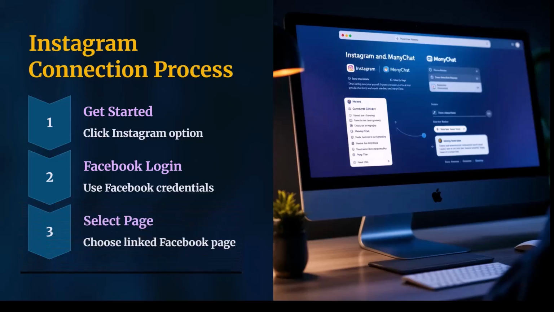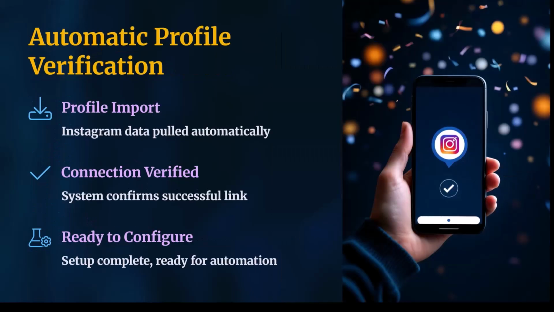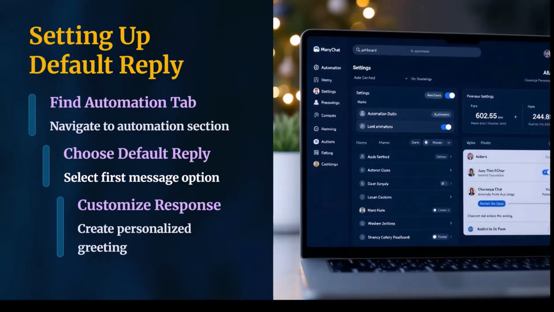Select the Facebook page linked to your Instagram. ManyChat will automatically pull in your Instagram profile and verify the connection. Now, under the Automation tab, choose Default Reply. This is the message people receive when they first DM you, or when your bot doesn't recognize a phrase.